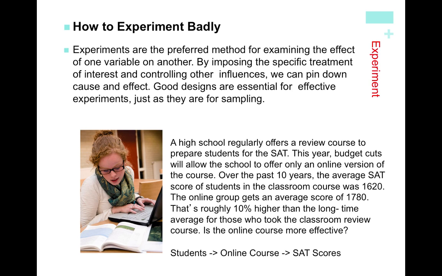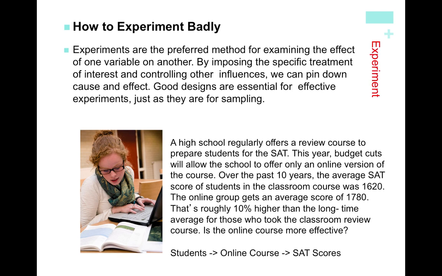Experiments are the preferred method for examining the effect of one variable on another. By imposing the specific treatment of interest and controlling other influences, we can pin down cause and effect, which is a big idea. Good designs are essential for effective experiments, just as they are for sampling. We saw that just giving out a survey didn't always produce reliable or meaningful results. So I think the better way to talk about bad versus good is to go through a bad versus good example.